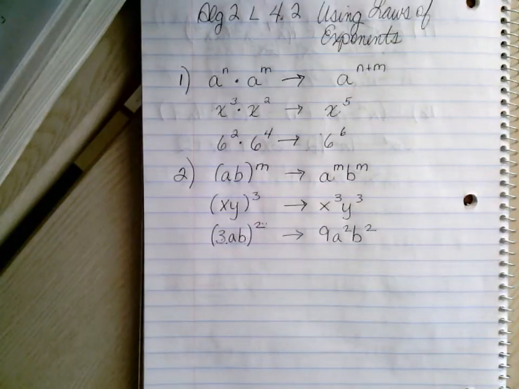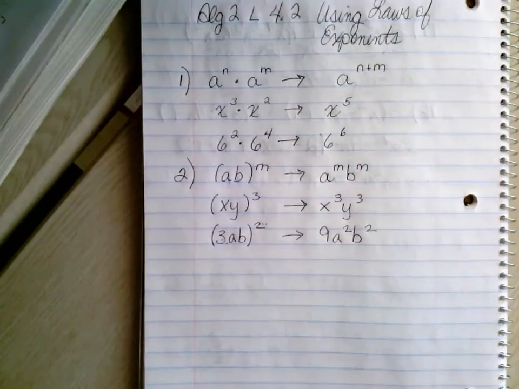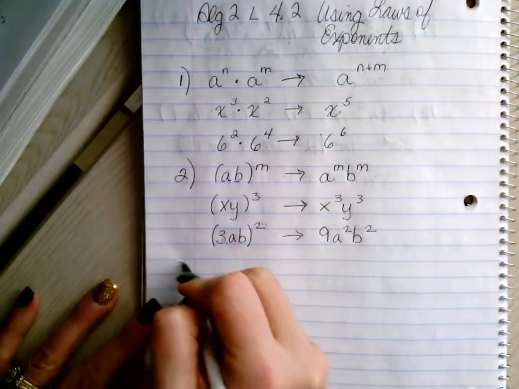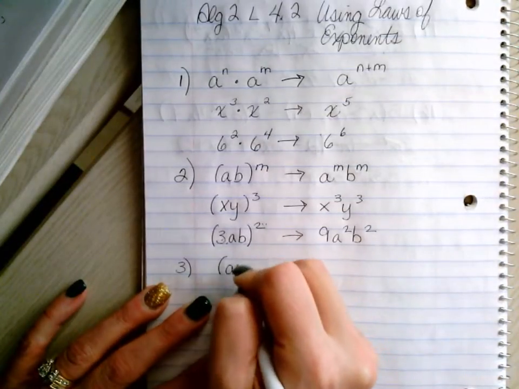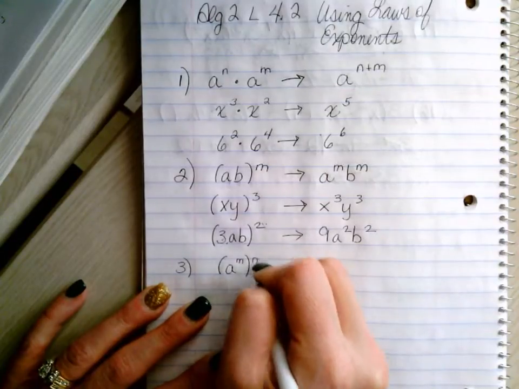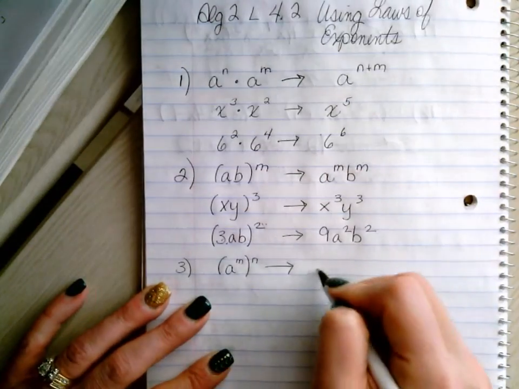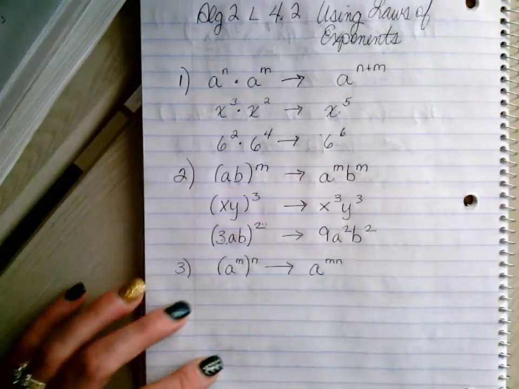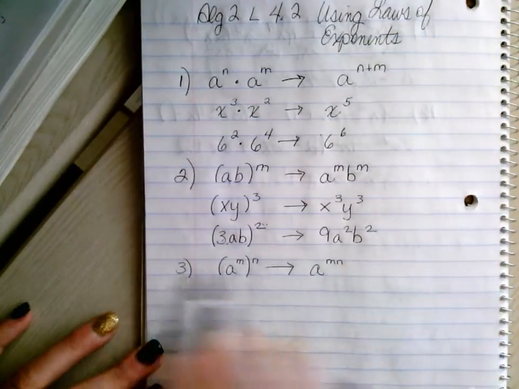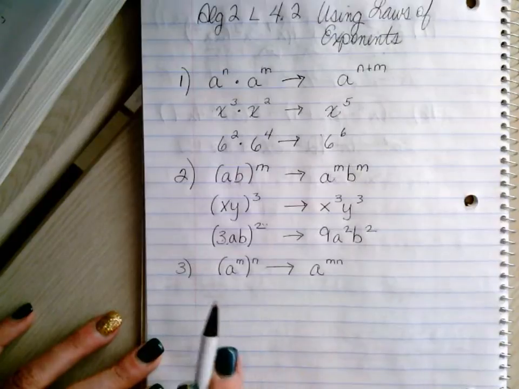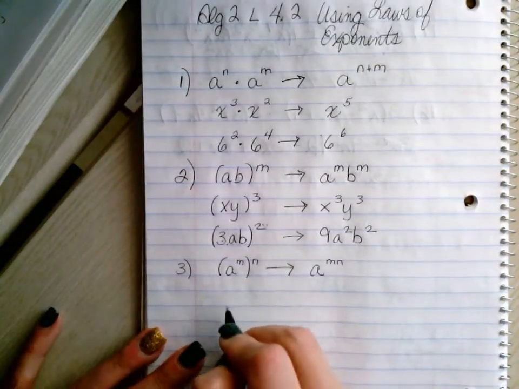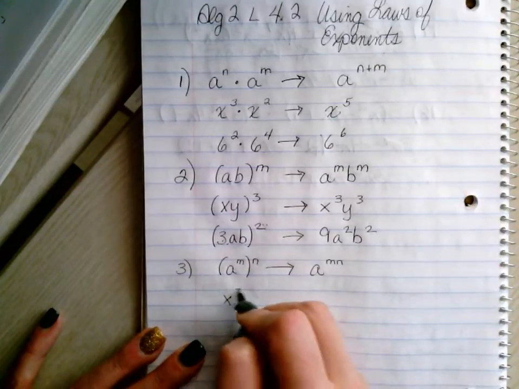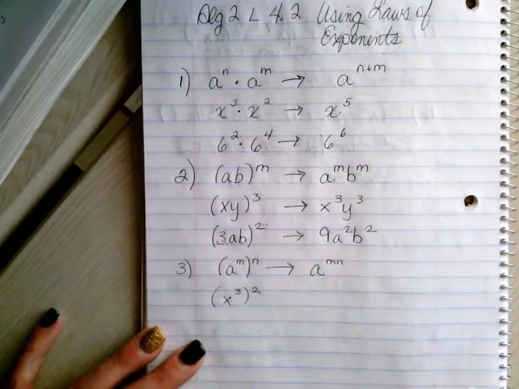The third and final law is, what if you have a power on the inside being raised to yet another power? They call this scenario the power of a power. And they've got a to the m to the n power. The result is the product of those two powers. Okay, and this one is the most confusing for me, because this one and this one look very similar to me. All right? So x to the third to the second.